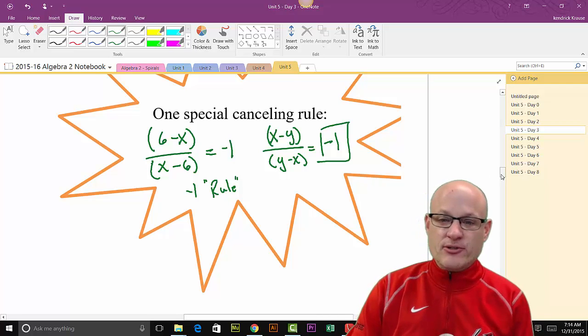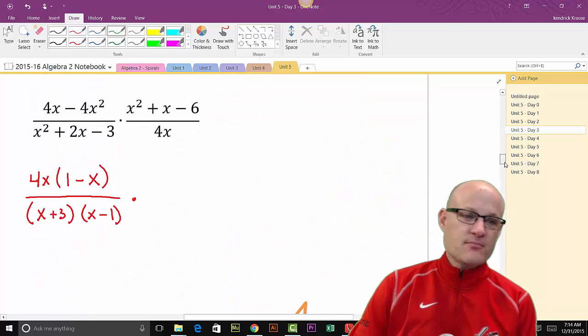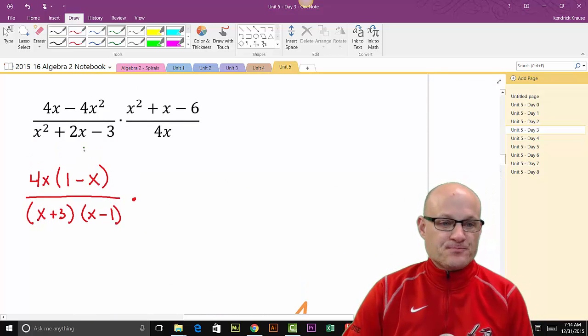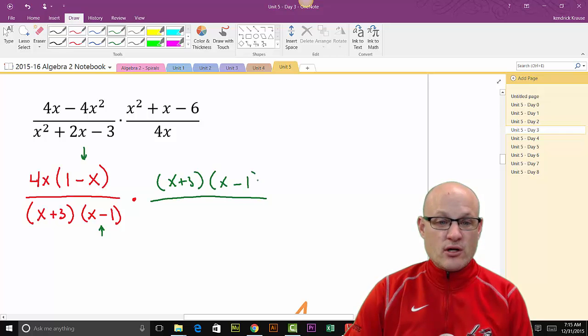So let's go back up here and you'll see why I stopped. Because I needed to address that rule. Because you see it right here. Here it is right here. We have the same exact factoring actually as the last one. So this one is x plus 3, x minus 1 all over 4x. So it's basically the same exact problem.